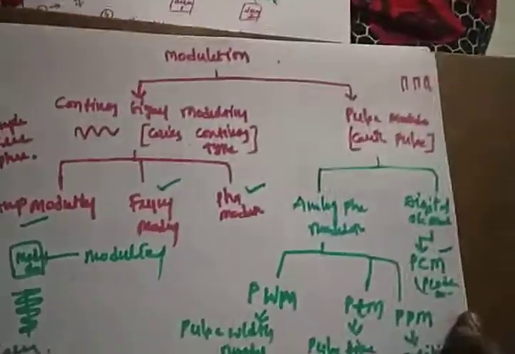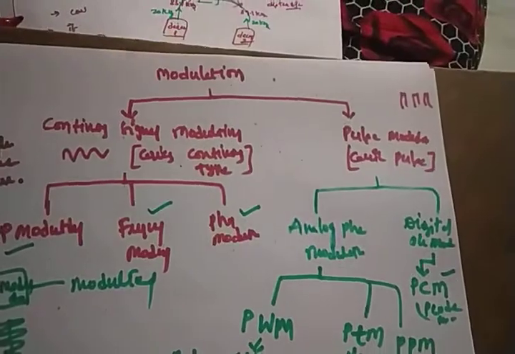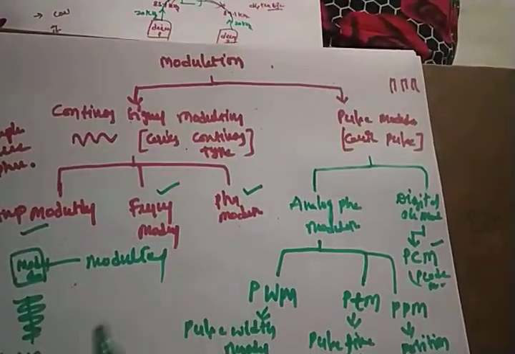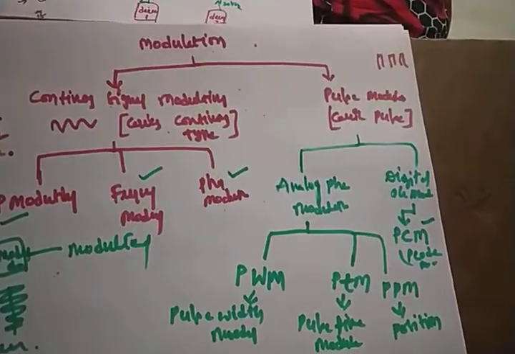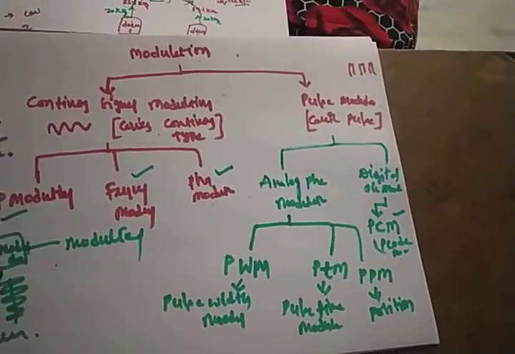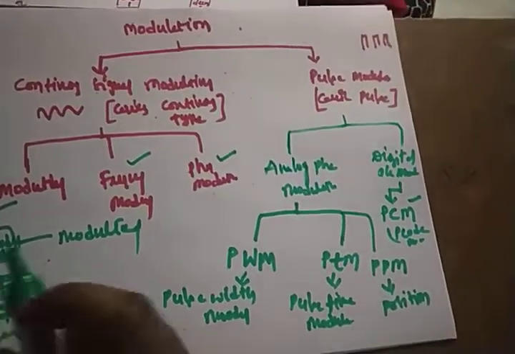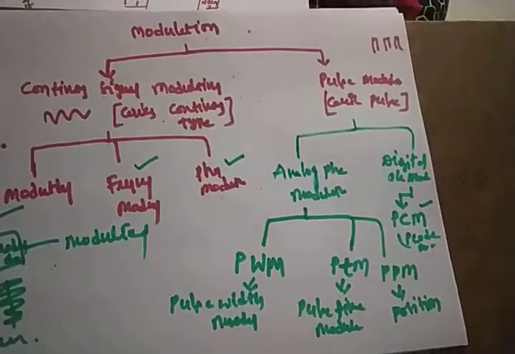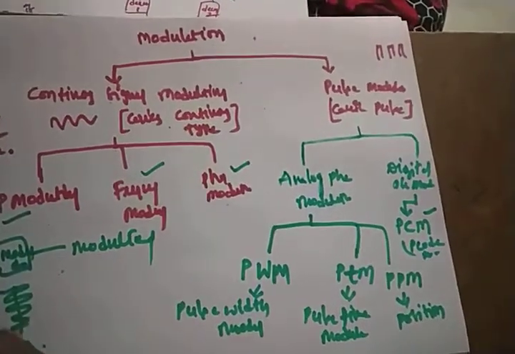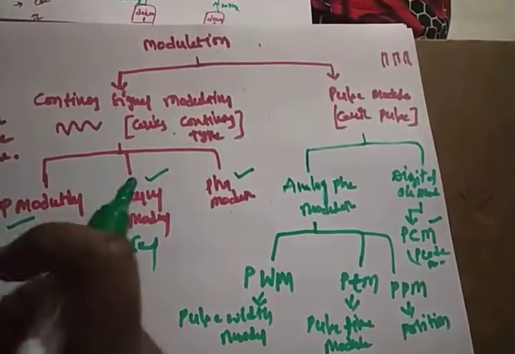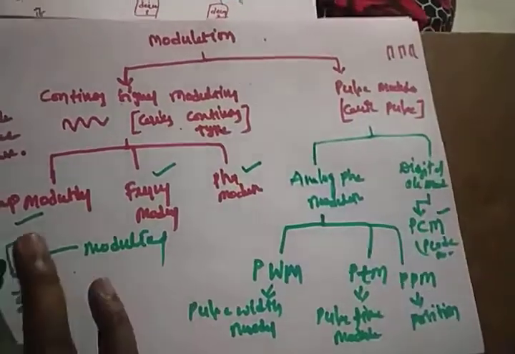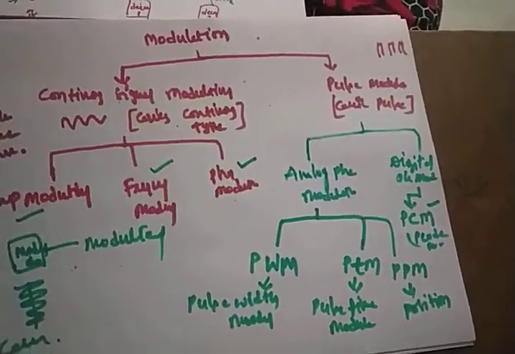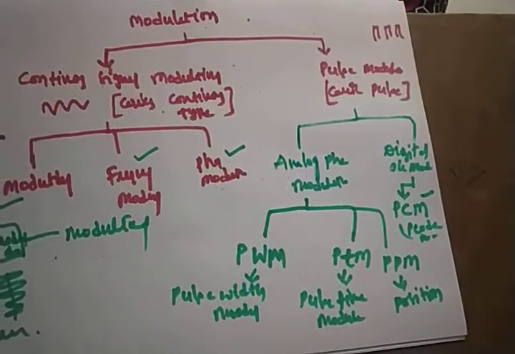In the last session, we started modulation, right? We discussed what a modulation is, what the need of a modulation is, and what the different types of modulation are. I will repeat one more time. So what is a modulation? Modulation means a high frequency signal is combined with a low frequency signal in order to transfer the signal for large distances, right?